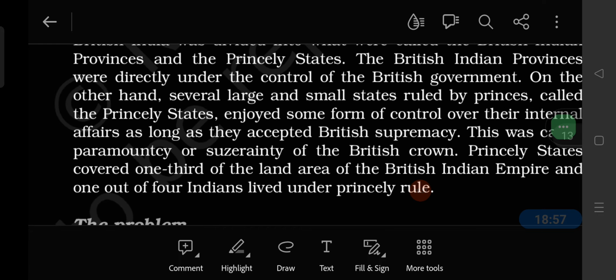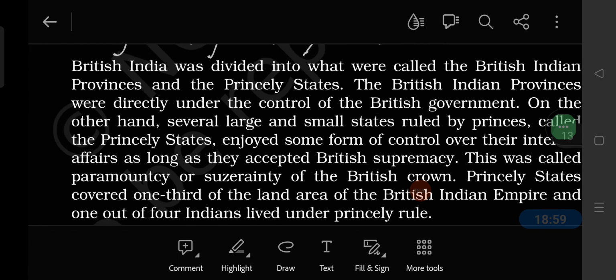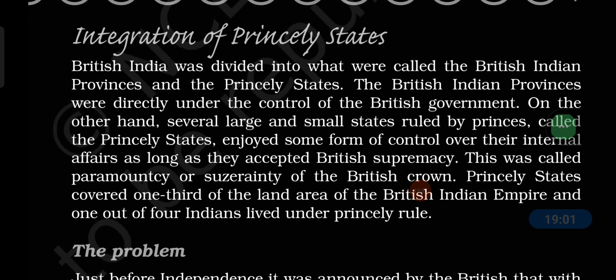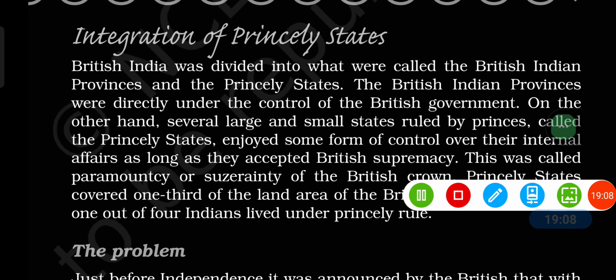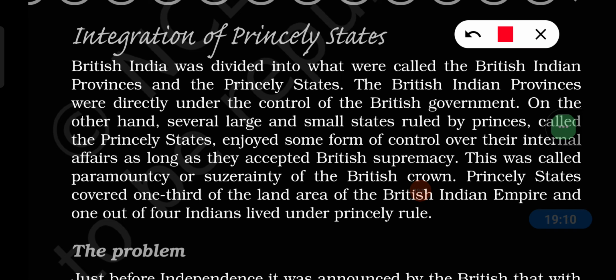Integration of princely states. After the India-Pakistan division, the main problem was faced by the princely states. So who were the princely states? British India was divided into what were called the British Indian provinces and the princely states.